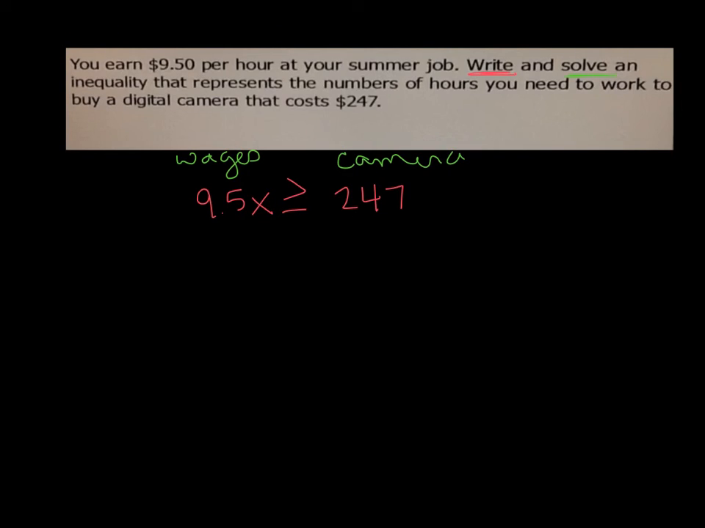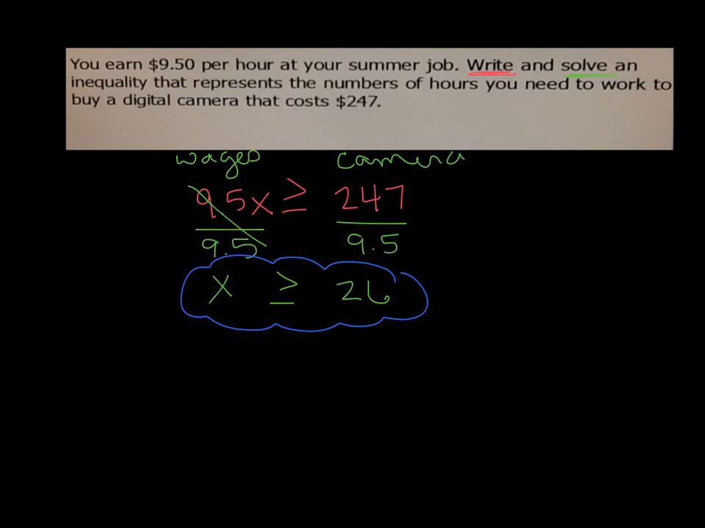Okay, so let's go ahead and solve. So the opposite of multiplying by 9.5 would be to divide. So I'm going to divide both sides by 9.5. And when I do that, I find out that 247 divided by 9.5 is 26. So let's go ahead and make sure that we're answering the question that's being asked. The question was, how many hours would we need to work to buy it? So we need to work 26 or more hours in order to earn $247 or more, okay?